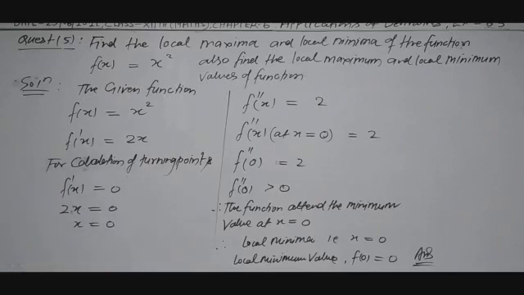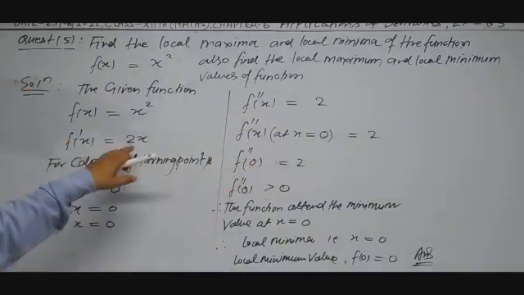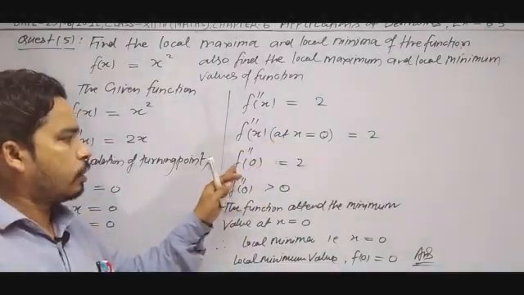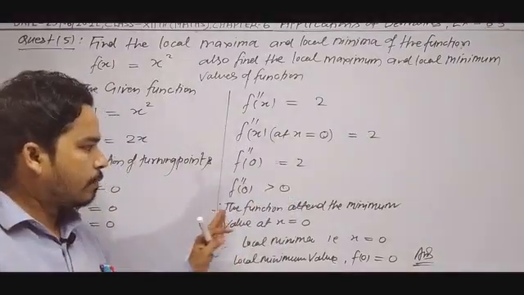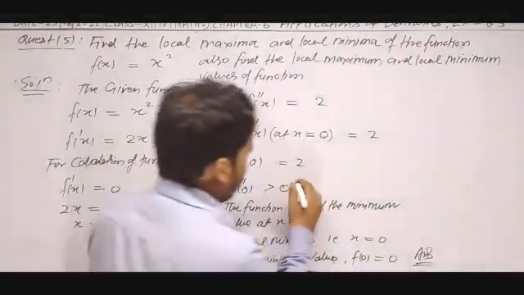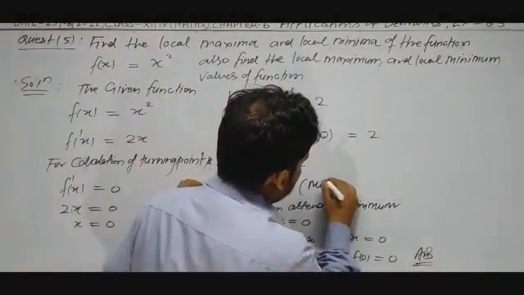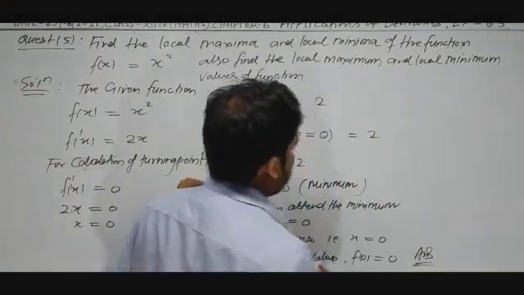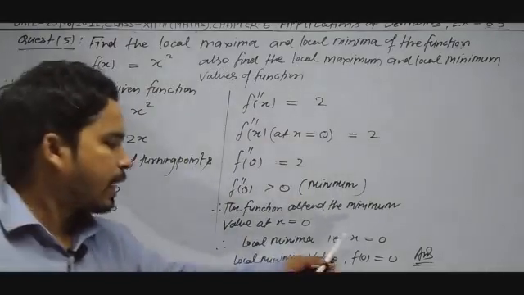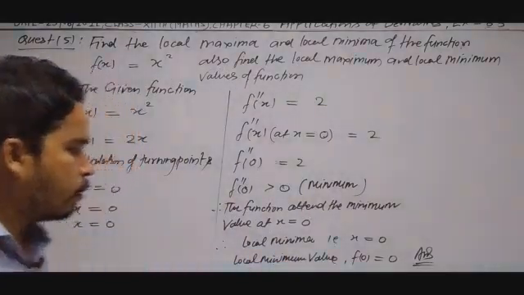So for calculation of turning points, you will equate f dash x is equal to 0. You will get 2x is equal to 0, this implies x is equal to 0, and the f double dash x result will be 2, and at x is equal to 0 it will be the same result. So f double dash 0 result will be 2, that is greater than 0. The function attained the minimum value at x is equal to 0 because this is greater than 0. So local minima is at x is equal to 0 and the local minimum value is 0.